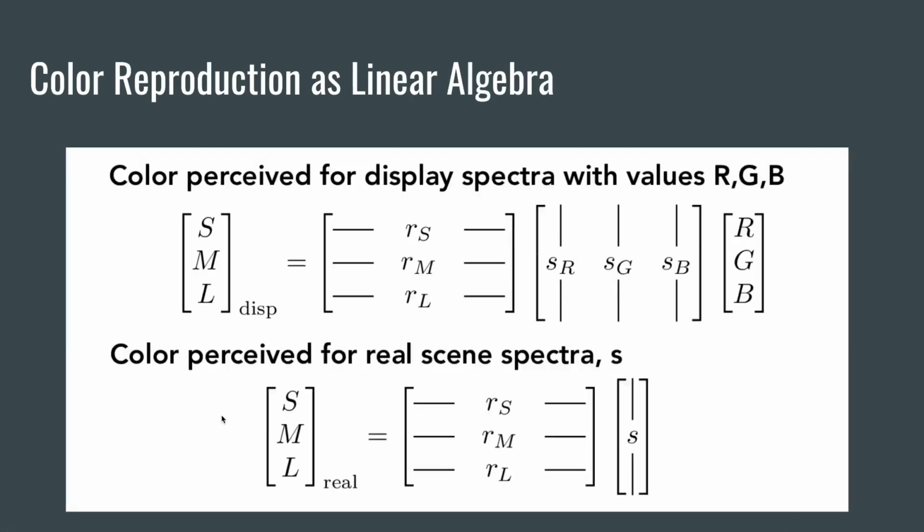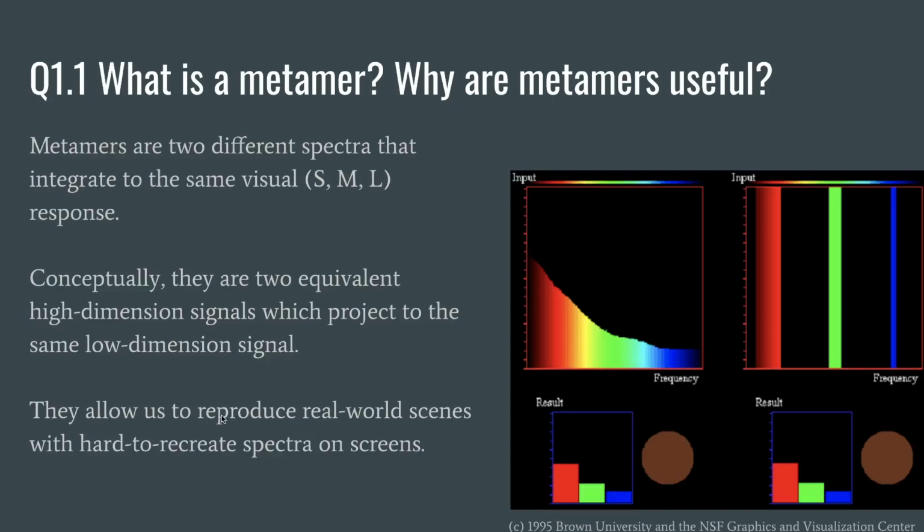And then just more intuitively, a metamer is two different spectra that look exactly the same to us. So when we're looking at a display and there's a picture of a sun, it's not emitting the same exact values or same wavelengths that the sun actually does, but it does look similar to the sun because of metamers.